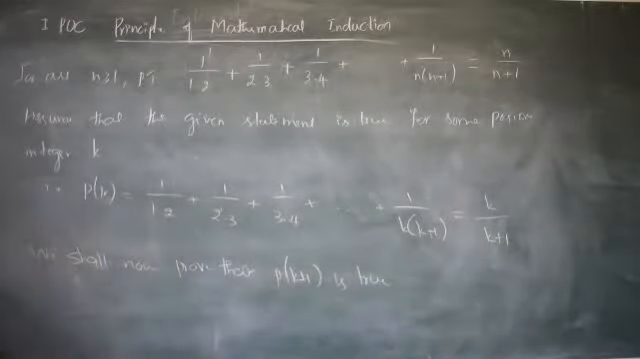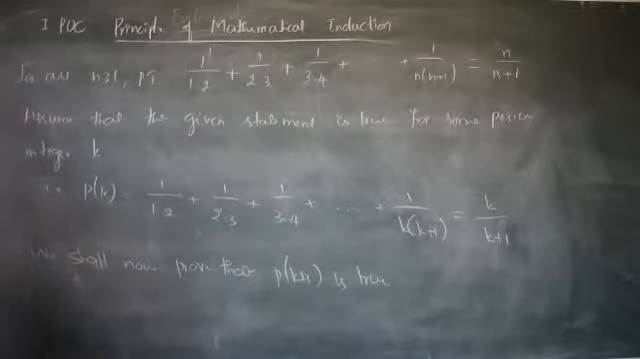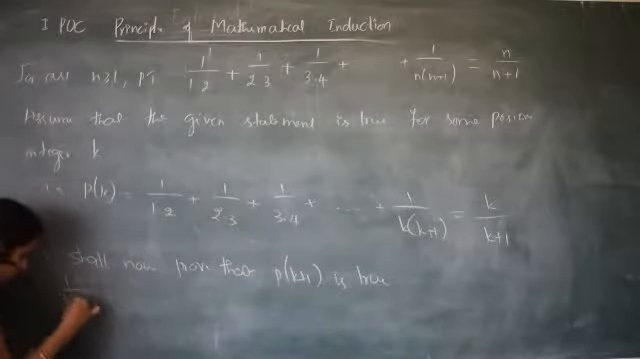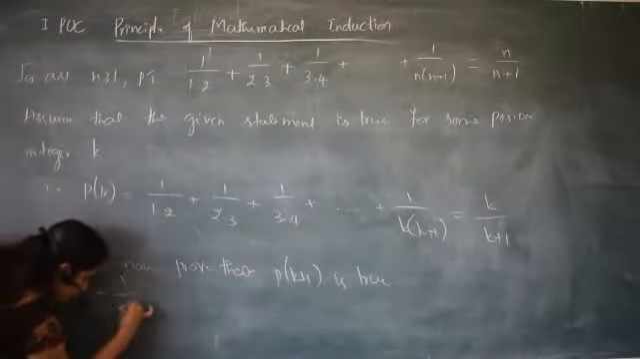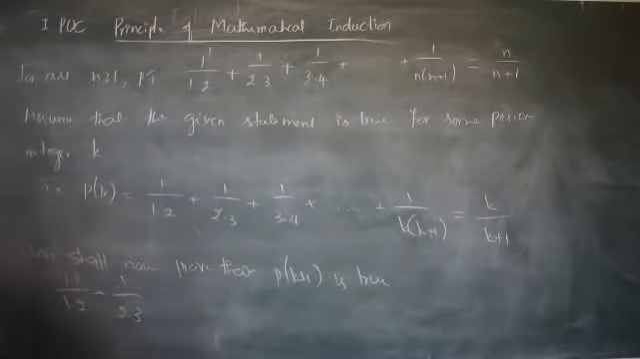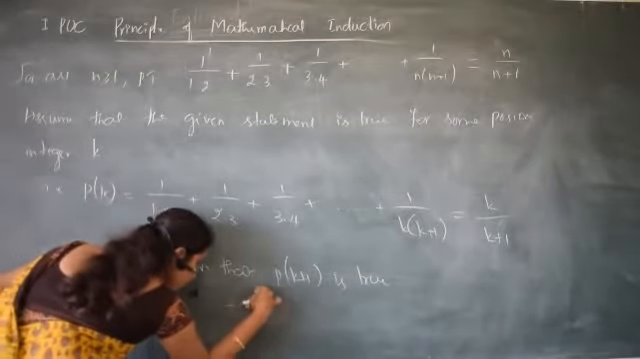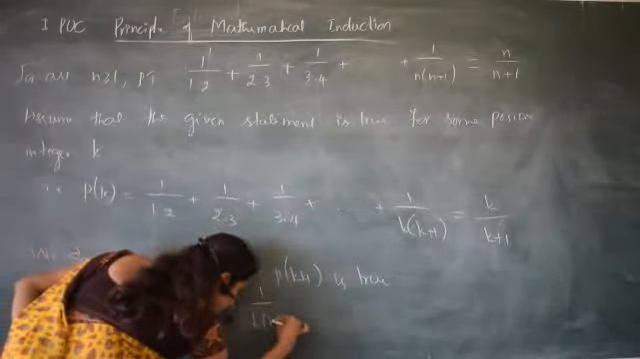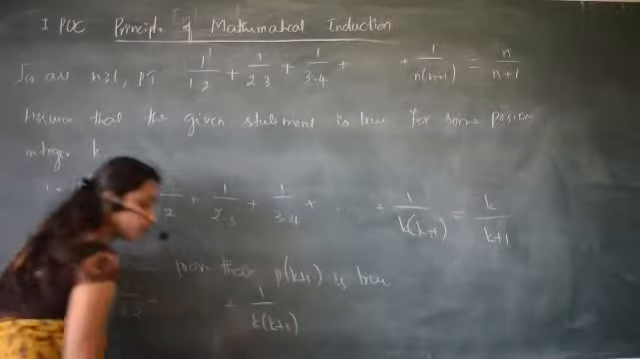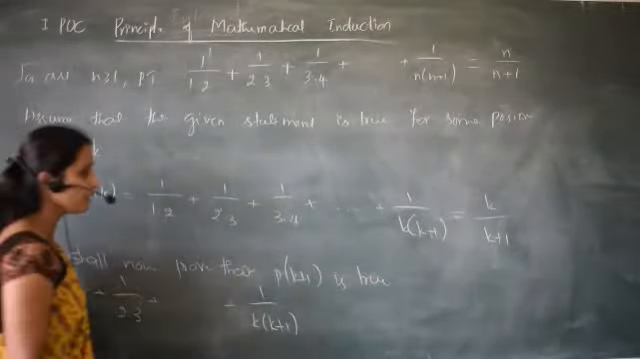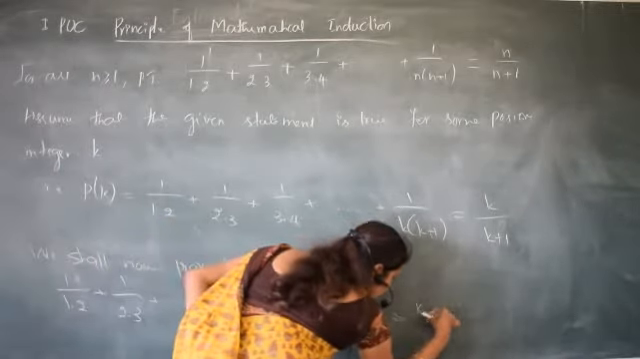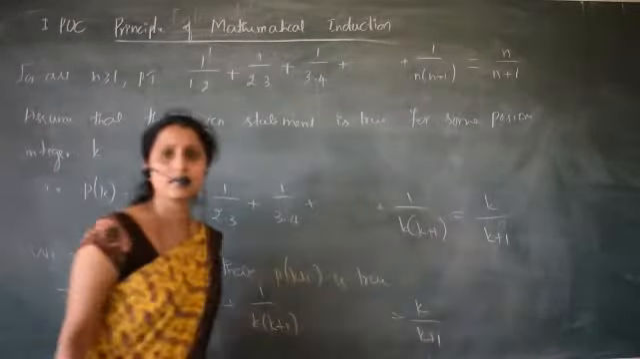To prove P of k plus 1 is true, what we have to do? We have to consider P of k and then add the k plus 1th term and get the result. Therefore, I'll consider P of k, that is 1 by 1 into 2 plus 1 by 2 into 3, so on up to 1 by k into k plus 1. The answer for this will be k by k plus 1.